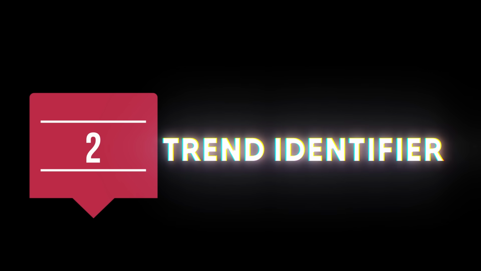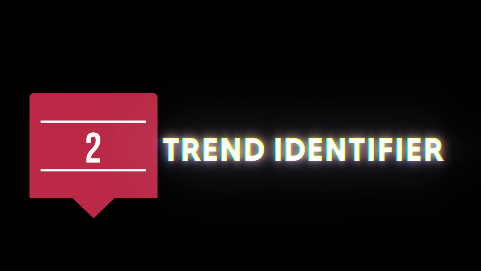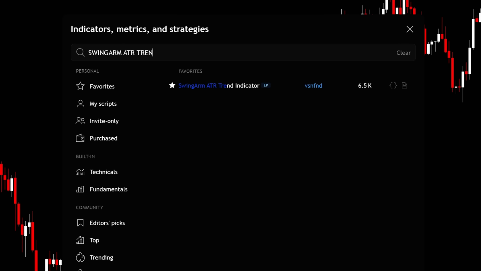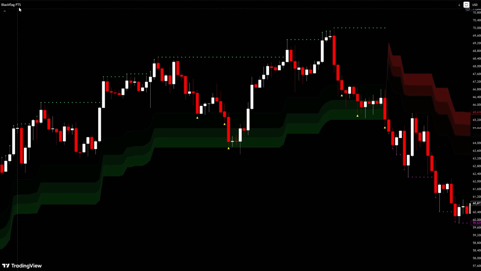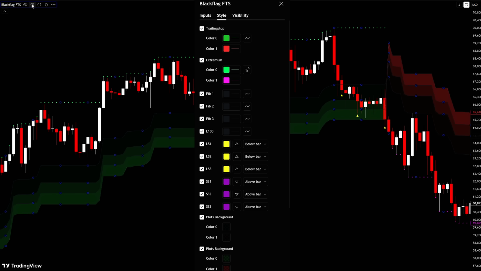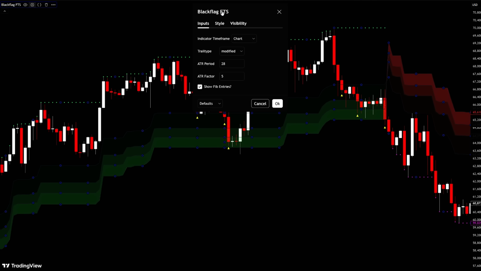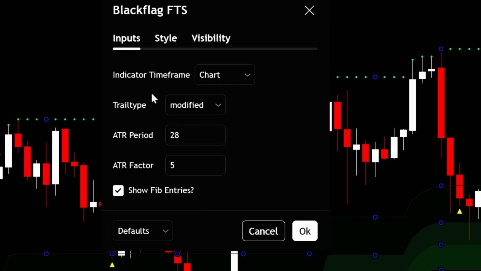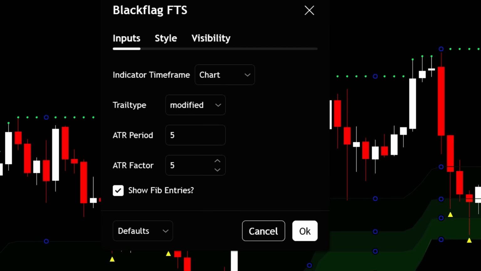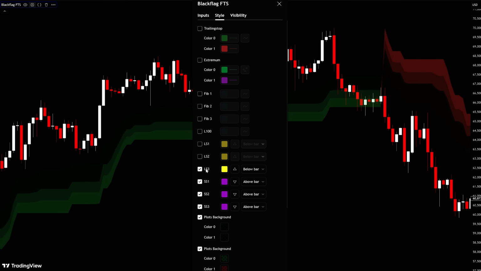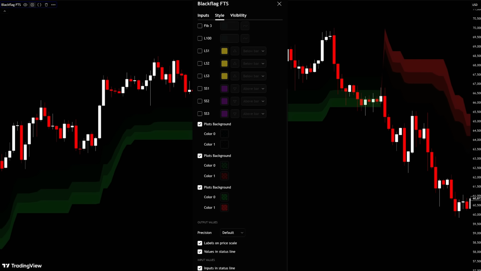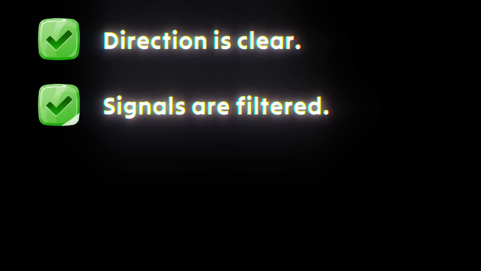The trend identifier used here is the Swing Arm ATR Trend indicator. By default, it clutters the chart and reacts poorly for this structure. In the settings, set the indicator time frame to chart, set the trail type to modified, set the ATR period to 5, set the ATR factor also to 5, then disable Fibonacci entries completely. Then go to the style settings and keep only the plot background options enabled. Disable the rest. Now the chart is clean, direction is clear, signals are filtered, risk is controlled.